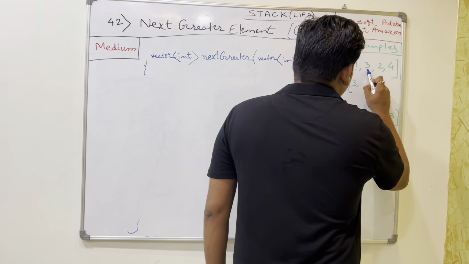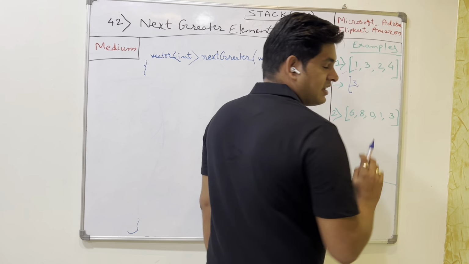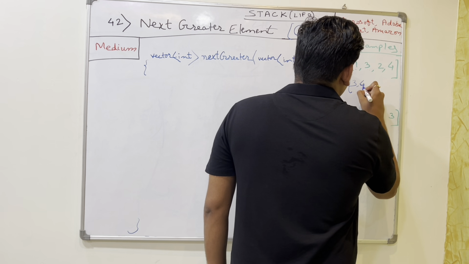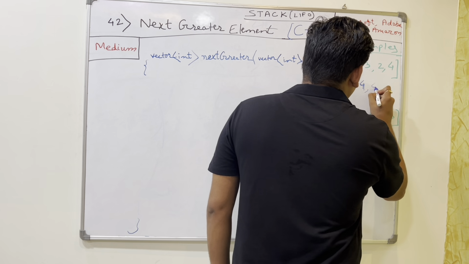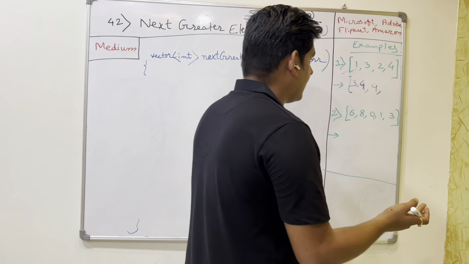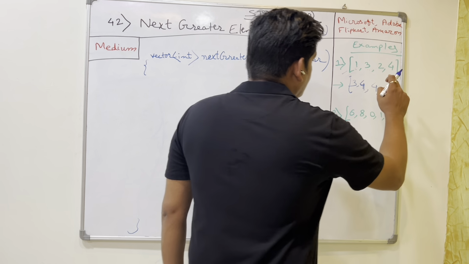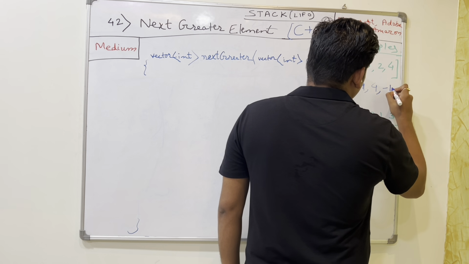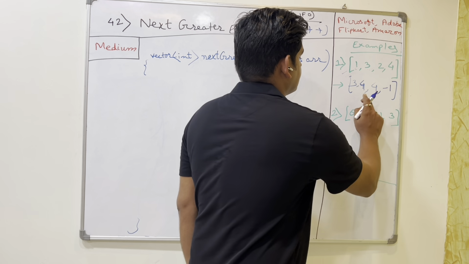So for 3, what is the next greater element in the right direction? 2 is not the next greater element. 4 is the next greater element for 3. So here we will have 4. And for 2, what is the next greater element? 4. And for 4, what is the next greater element? We don't have any elements towards its right. So what would be the answer? If we don't have any next greater element for the element in the array, we write -1 in its position. So this would be the answer.